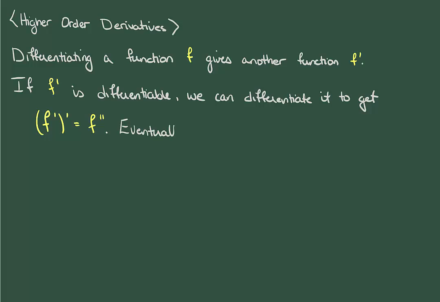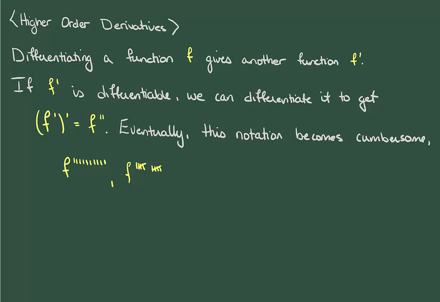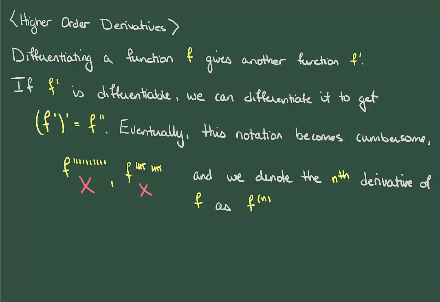Eventually, though, this notation starts to become rather cumbersome. Imagine trying to count out the number of ticks on the 10th derivative. I suppose you could get creative and collect these in groups of 5, but we want a better system. Thus, we will denote the nth derivative of the function f as f superscript (n) like this. Here, the brackets make it clear that this isn't a power, but rather a derivative.